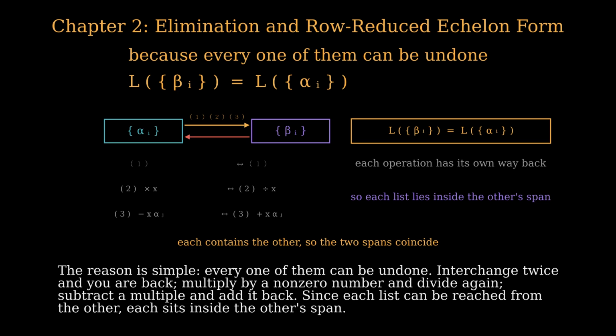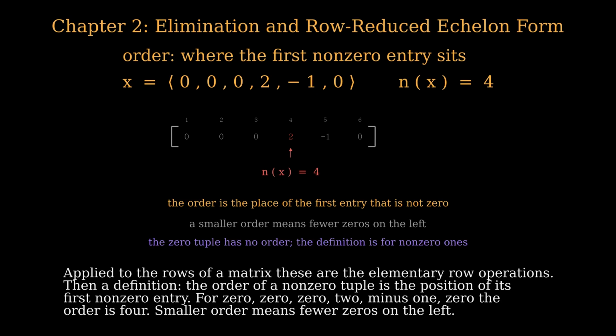Interchange twice and you are back. Multiply by a non-zero number and divide again. Subtract a multiple and add it back. Since each list can be reached from the other, each sits inside the other's span. Applied to the rows of a matrix, these are the elementary row operations.